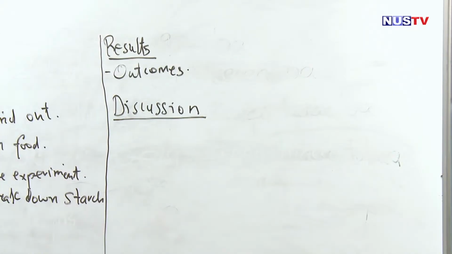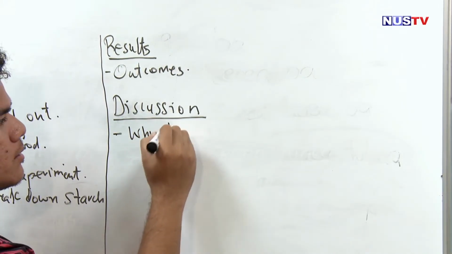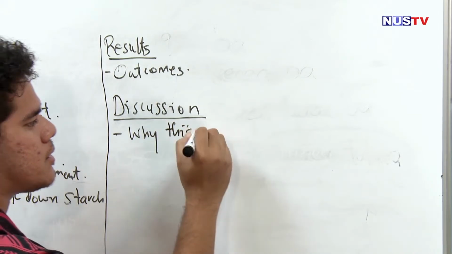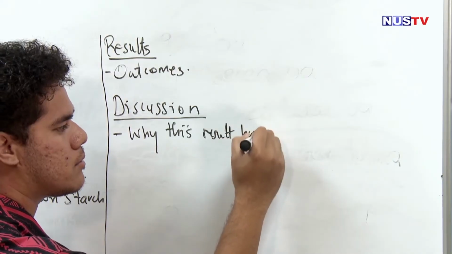The next one would be your observation and discussion. So this is where you write why the results happened. You say why this result happened.